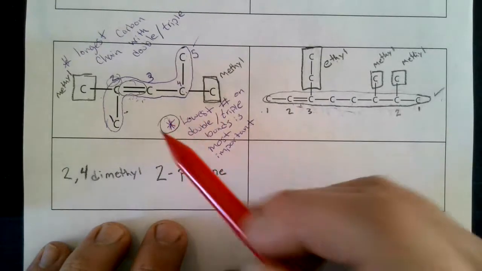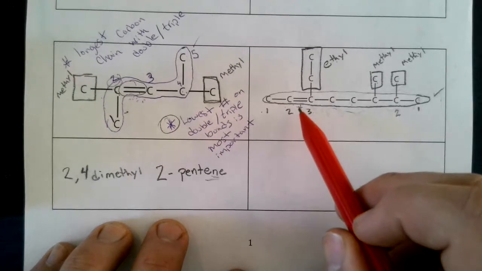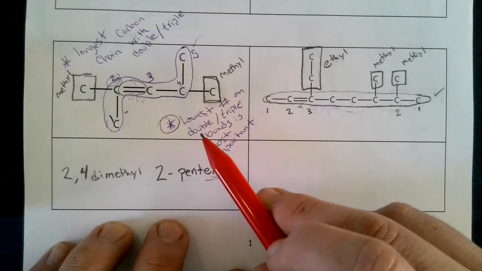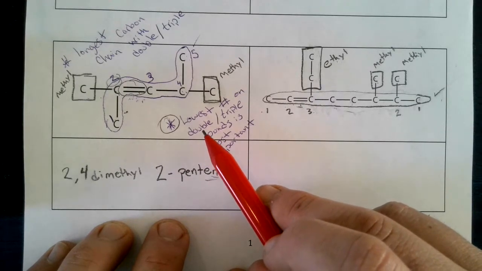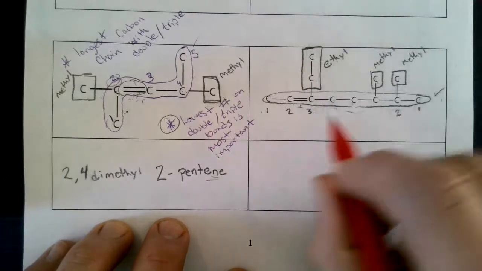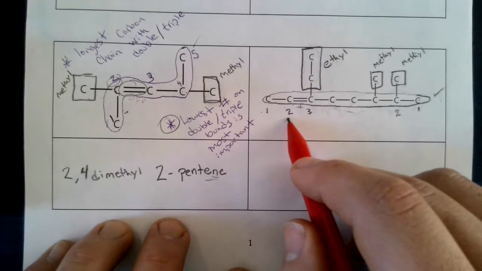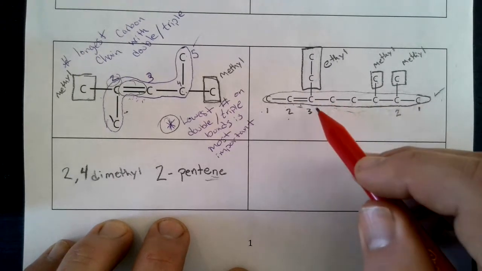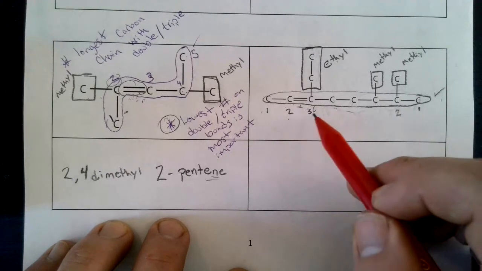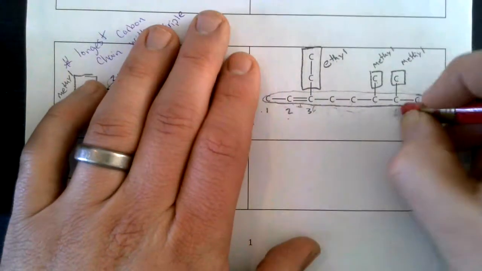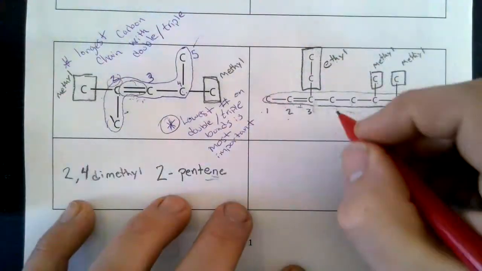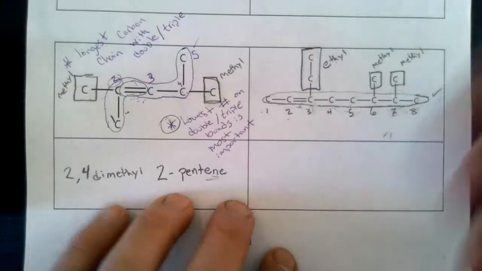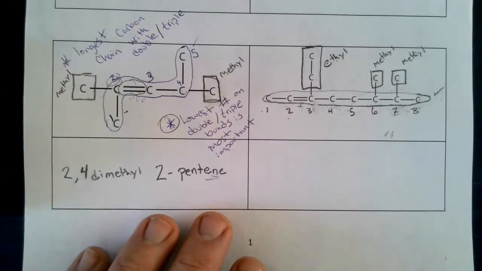Except for this rule that we just talked about, right? Wherever the double bond is at its lowest address has to be the way I'm going to number. Counting this way, it happens at 2. Counting this way, it's 1, 2, 3, 4, 5, 6. And I think we can all agree that 2 is less than 6. So our numbering system goes this way. 1, 2, 3, 4, 5, 6, 7, 8.